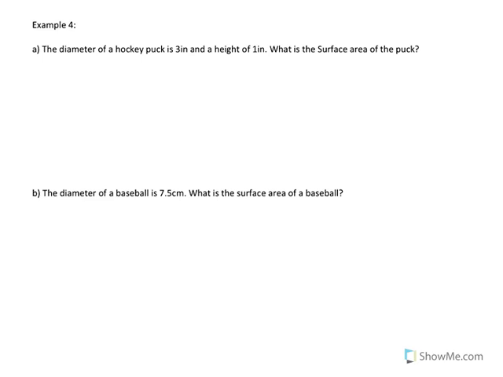Alright, last example. The diameter of a hockey puck is 3 inches and it has a height of 1 inch. Wow, that's such a good drawing. It's pretty much like we're on the rink right now. Okay, so we know the diameter is 3 inches. And we know the height is 1 inch. What is the surface area of this hockey puck?